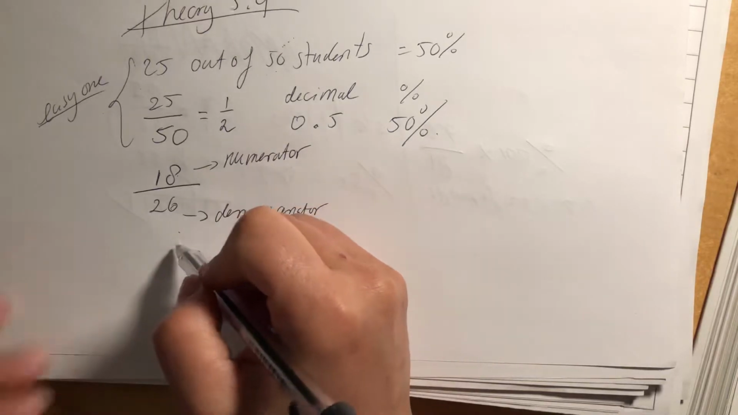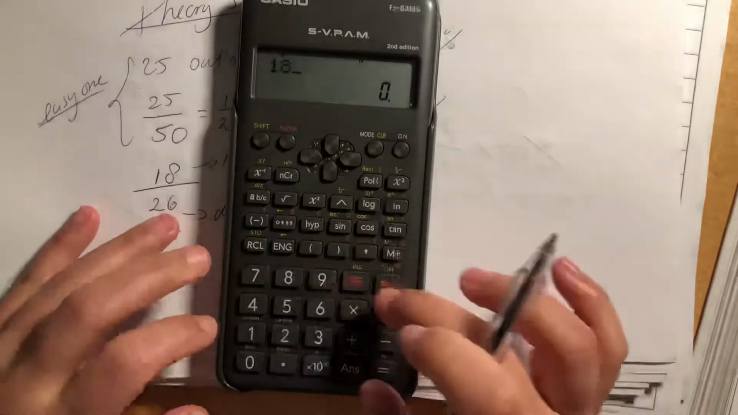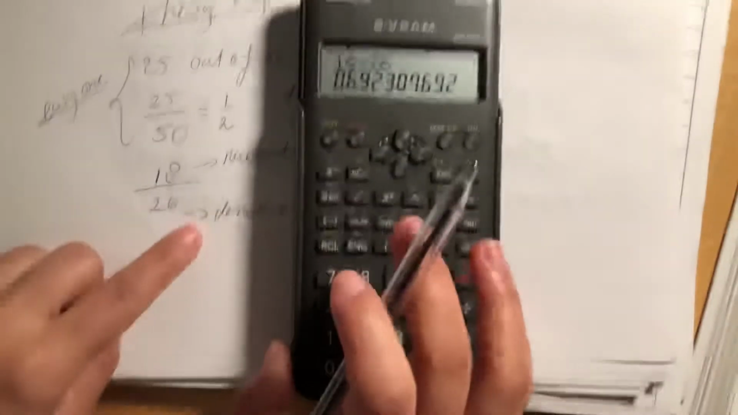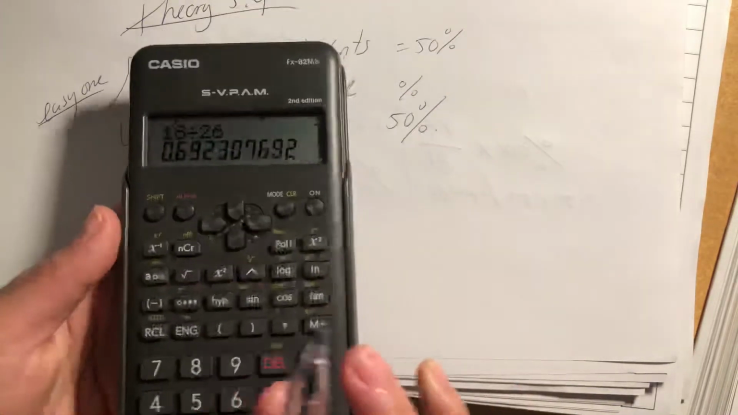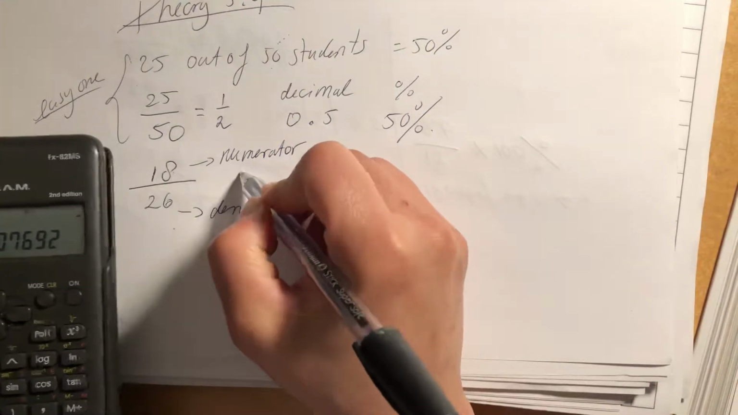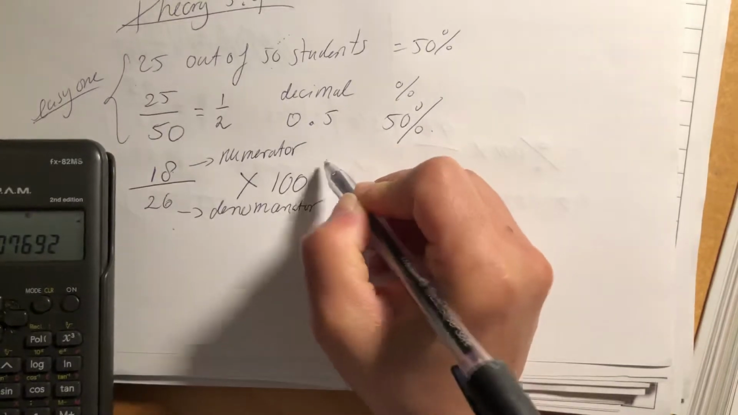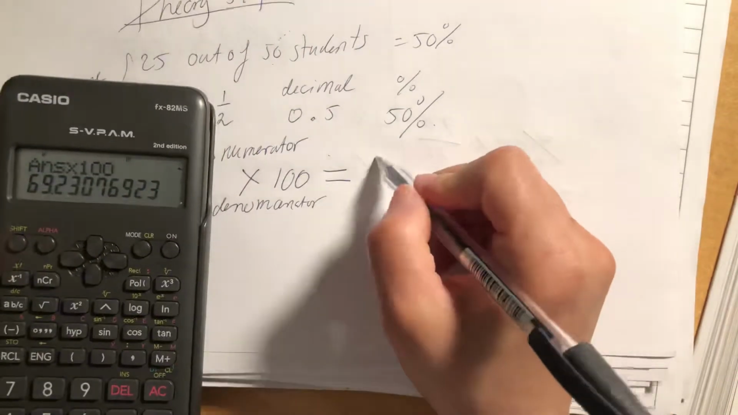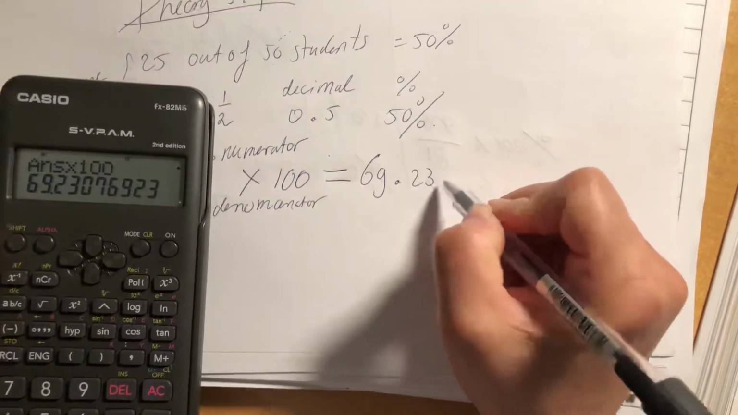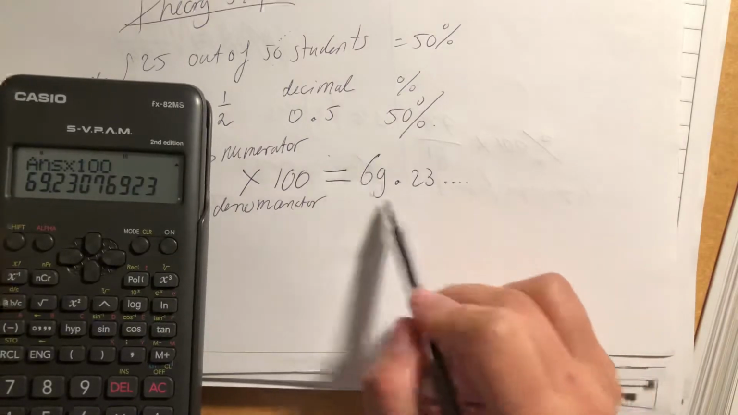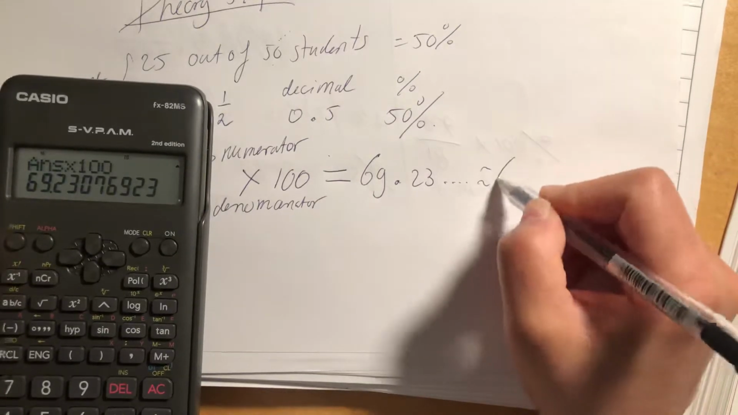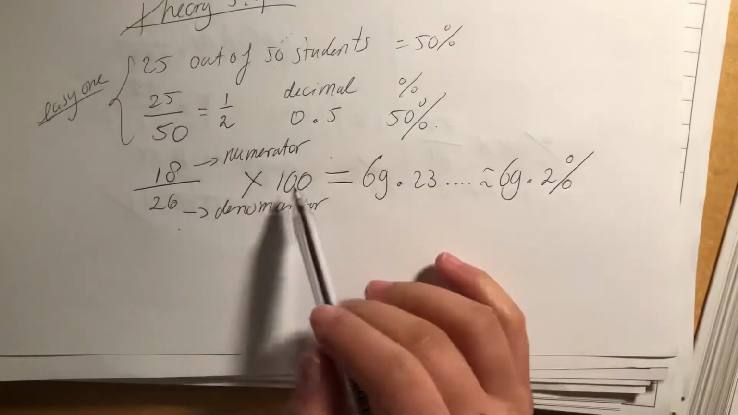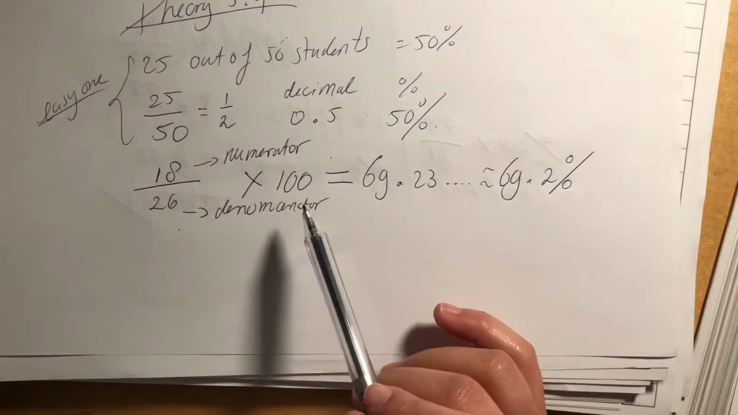Now, when you divide it, let's have a look. 18 divided by 26. This is not a percentage yet. This is the decimal that belongs to this fraction. So, to get the percentage, you multiply times 100. Multiply times 100, and then you get 69.23... Don't round yet, and then you round it to 69.2%. You're multiplying times 100%, but you don't type the percent into the calculator.